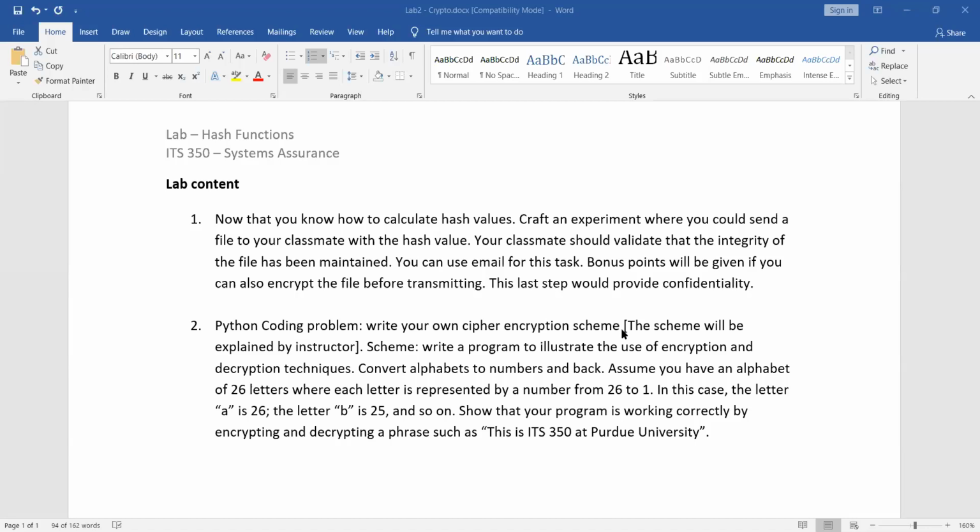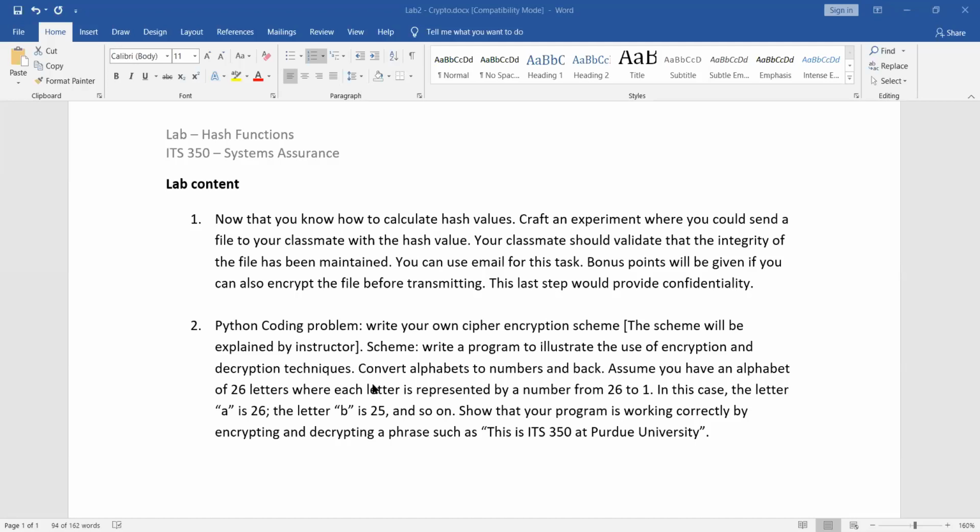So the scheme will be explained by the instructor. Basically the scheme is this: I want you to write a program to illustrate the use of encryption and decryption techniques. In particular, this is referred to as a substitution cipher. You will convert alphabets to numbers and back. You can make some simplifying assumptions, like you only have letters and numbers. You're going to need to use the ASCII table for this.